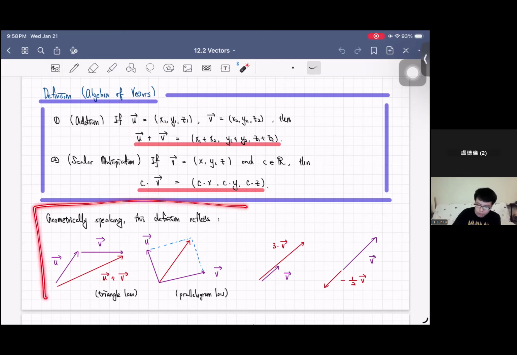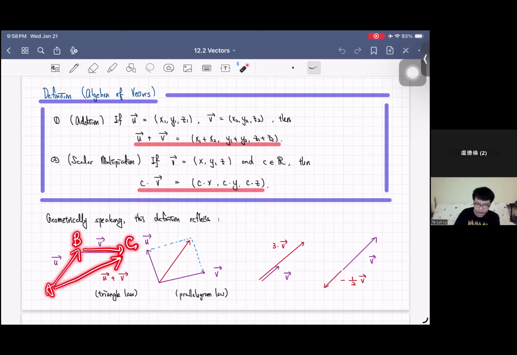This diagram might show what that means geometrically. So if you have this vector u going from, say, point A to point B, then if you want to add some v going from point B to point C, then the sum vector is simply connecting the starting point of the first vector and the terminal point of the last vector. So AC will be our new vector u plus v. This type of argument is called the triangular law.